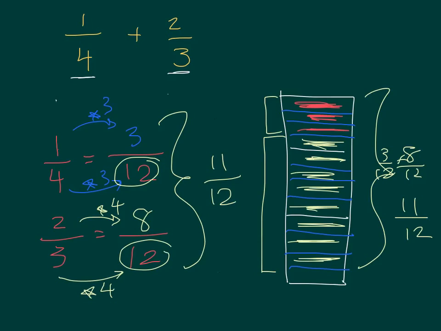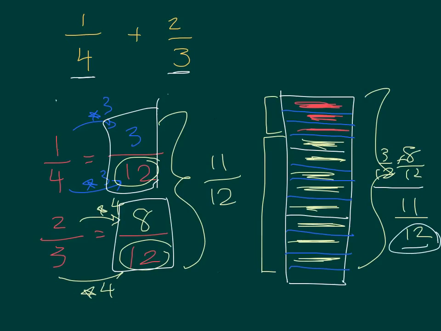Then my second step was to find the equivalent fraction. And then just like you already put in your notes, I have my denominators stay the same. My 12s stay the same. And I just add my 8 and my 3 to get to 11.